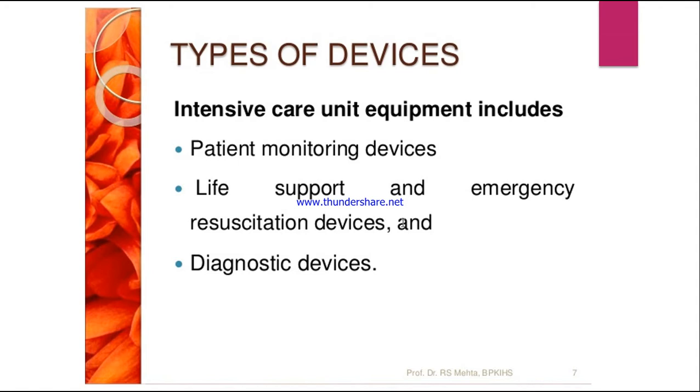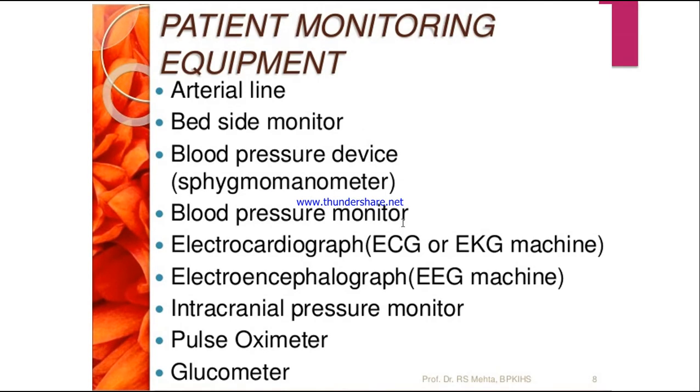There are types of ICU equipment, and they include patient monitoring devices like cardiac monitor, glucose monitoring, CVP monitoring, then life support and emergency resuscitation devices, the defibrillators, crash cart, oxygen devices, oxygen gas, oxygen cylinders, ET tubes, etc., and the diagnostic devices. So let us see first the patient monitoring equipment.